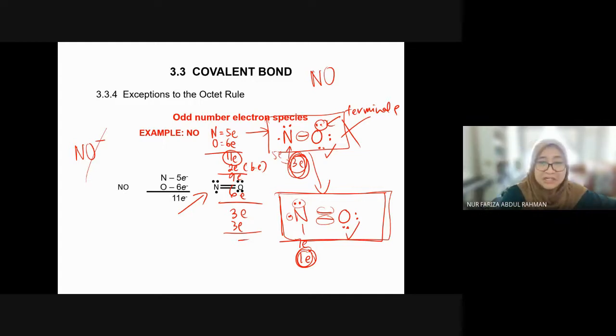Kalau ikutkan kira lah, dia dikira. Tapi odd number electron species ni dia special case sikit lah sebab dia tak achieve octet. Okay, the one that we have learned for resonance tu dia octet. Normally resonance structure kita yang involve atoms having octet configuration. So odd number ni kita so far tak pernah tanya lah, tapi saya tak boleh confirm.